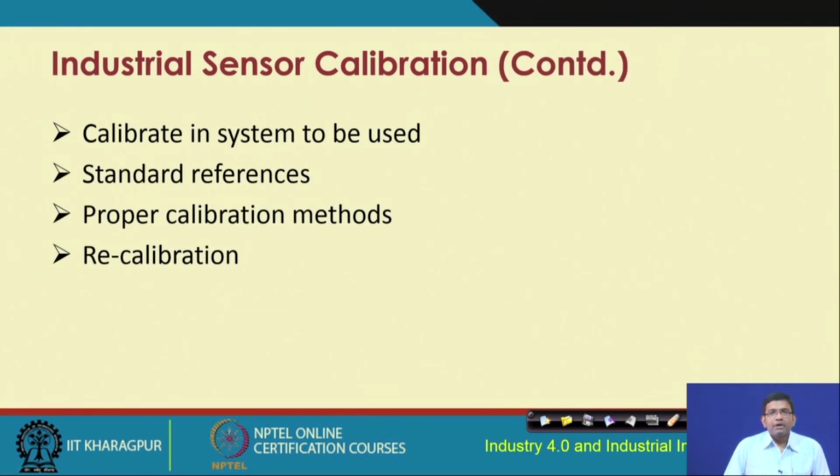So, it is required to calibrate the sensors in a system, and it is also required to have some kind of standard reference against which the calibration is going to be done, because if you do not know what the sensor is supposed to do and how much the actual measurement should be, then you cannot do the calibration if you do not have that kind of standard reference. So, standard reference has to be there. Then proper calibration methods will have to be used, and sometimes certain sensors do not behave the same way over passage of time, so they will have to be recalibrated.